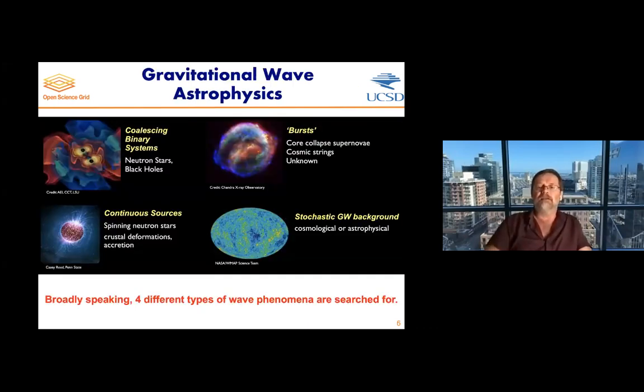So then let me start by talking about gravitational waves and the kind of things that people want to observe with gravitational waves. And there's really four types of phenomena. One of them has been observed. That's the coalescing binary systems, and the other three have never been seen. They're being searched for, but there's no actual observation of a gravitational wave that is in either a continuous source, a stochastic background, or a burst.